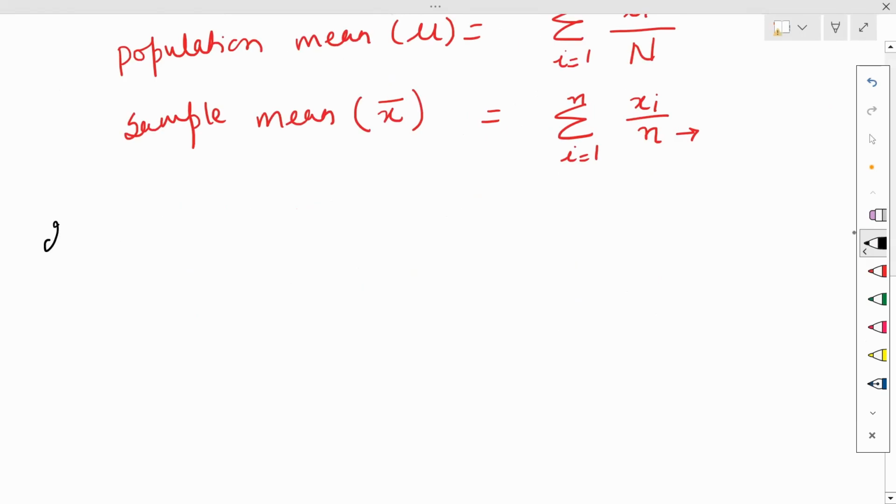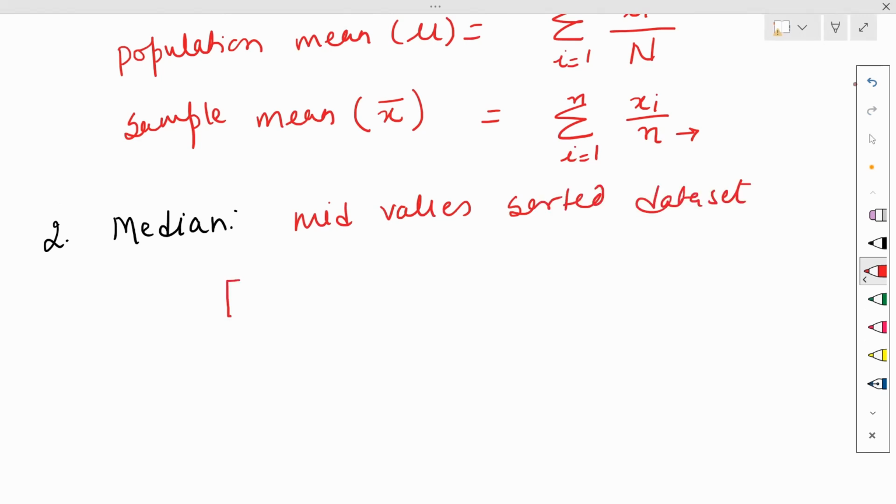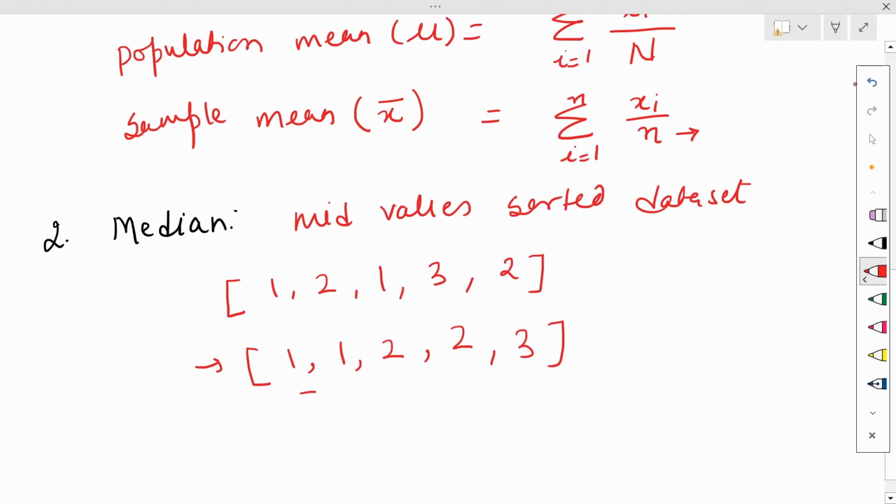The second measure of central tendency is median, which is the mid value from the dataset when it's sorted. For example, if we have this list 1, 2, 1, 3, 2, then first we need to sort this. So it will be 1, 1, 2, 2, 3. Here the number of elements are 1, 2, 3, 4, 5. So third will be the median value. 2 is the median in this case.